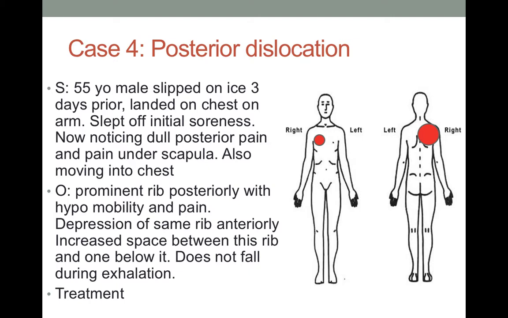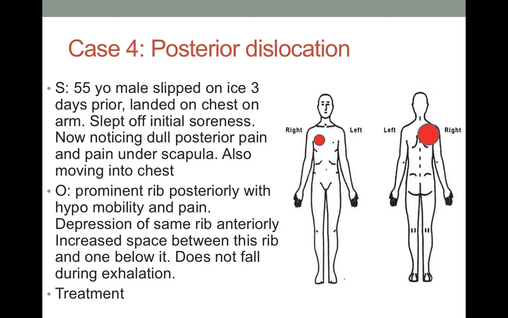And one final case to further your understanding. A 55-year-old male slipped on the ice 3 days prior, landing on his chest with his arm trapped underneath. He slept off the initial soreness, however, is now noticing a dull pain posteriorly and under his scapula. This pain has also moved into his chest.